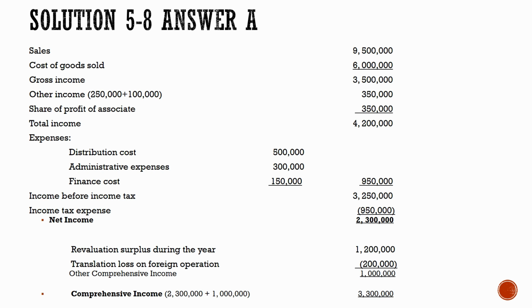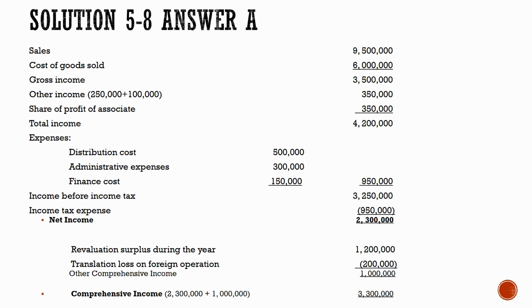Hindi pa nagtatapos dyan. Kailangan pa nating ibawas yung income tax expense na 950,000 para makuha ang net income. So, 3,250,000 less 950,000, makukuha na natin ang net income na 2,300,000. Ito pong nasa babang part ay nagpapakita lamang kung paano makukuha ang comprehensive income.